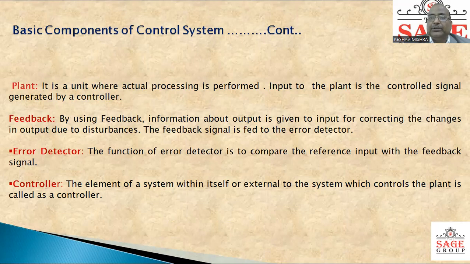In a closed loop control system especially, we will use a feedback link with feedback elements that will continuously observe the output. If there is variation in output, that will be informed to the input side with the help of feedback. Error detector, whatever we get from feedback, that will be compared in the error detector with the reference input. And the last component is the controller. This is the unit which actually controls the processing unit or plant.